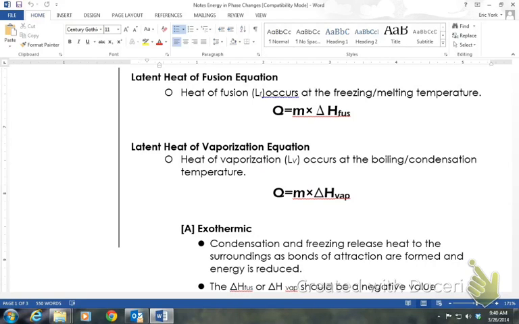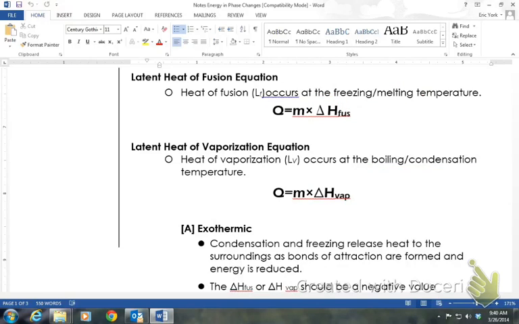Alright, so this is where we get to our next set of equations. If we're talking about fusion, then fusion has to do with the freezing and melting temperature. So if we are freezing or melting, then we would use the delta H value. Now, if we're dealing with the latent heat of vaporization, then that means we're looking at the boiling and condensation point, so we have a different delta H to use. So you have to be careful when you're looking at a problem to know which phase change is going on. If it's melting or freezing, then you'd use the delta H of fusion. If it's boiling or condensing, you'd use delta H of vaporization.